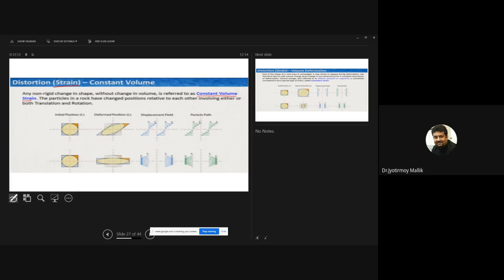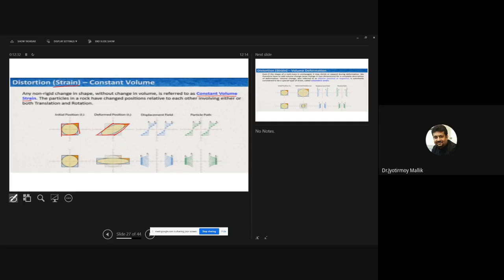The particles in the rock have changed positions relative to the others, involving either or both translation and rotation. So we can see here the first one. This is my initial shape of the object. Of course, the object is no more a square.